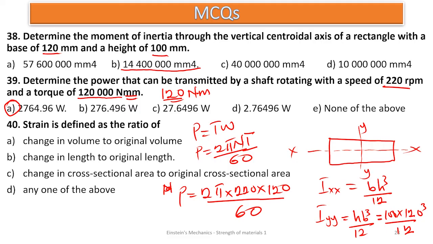And the 40th: strain is defined as, we know that strain is defined as the change in length to the original length, and that is strength. So B for us. Alright, so this is all for these 40 MCQs.